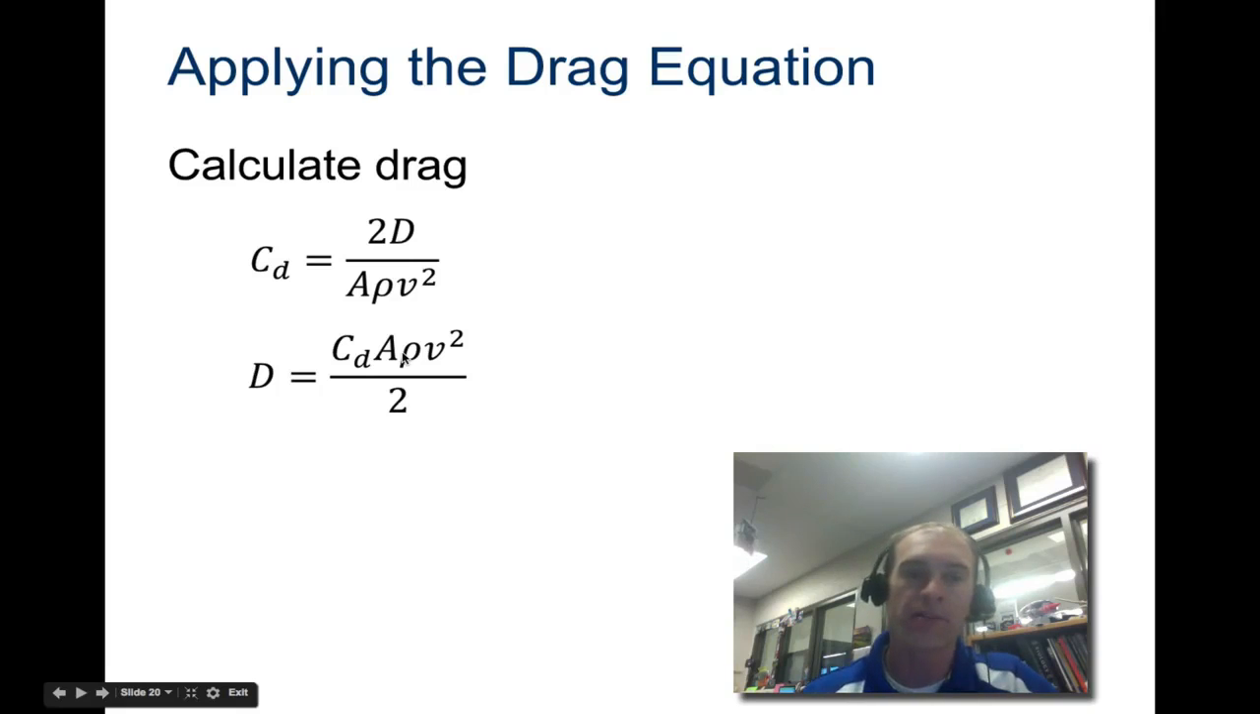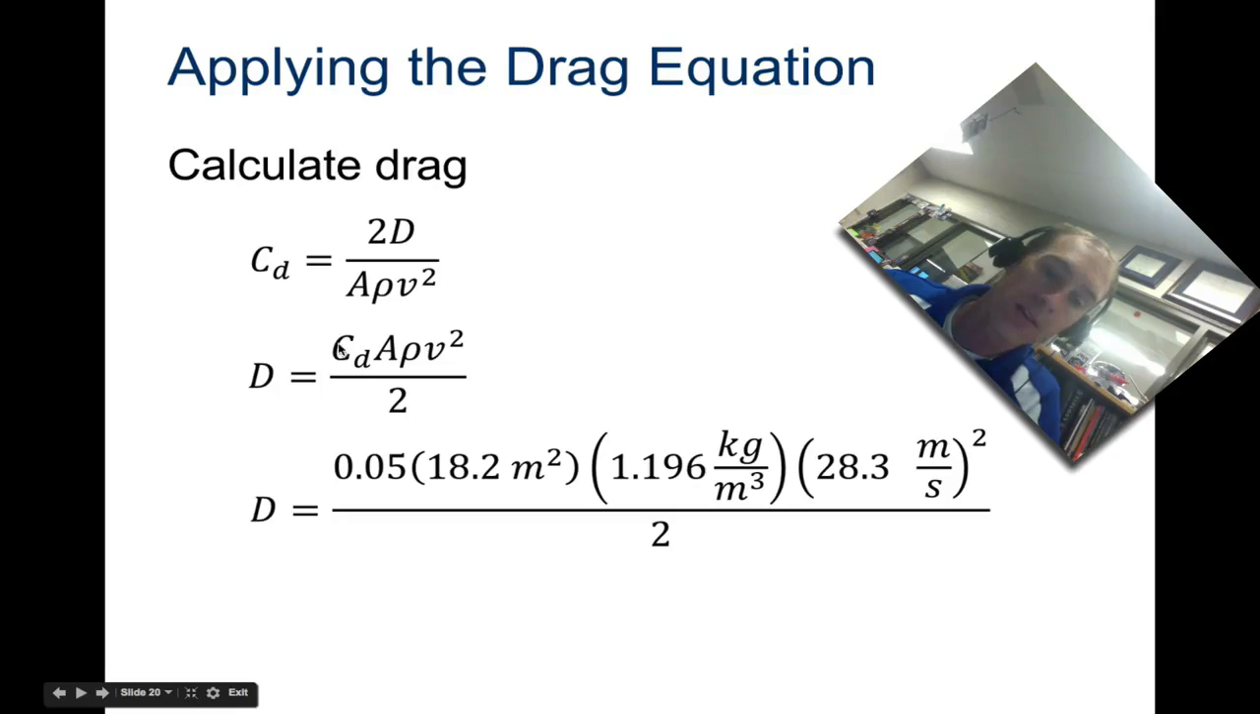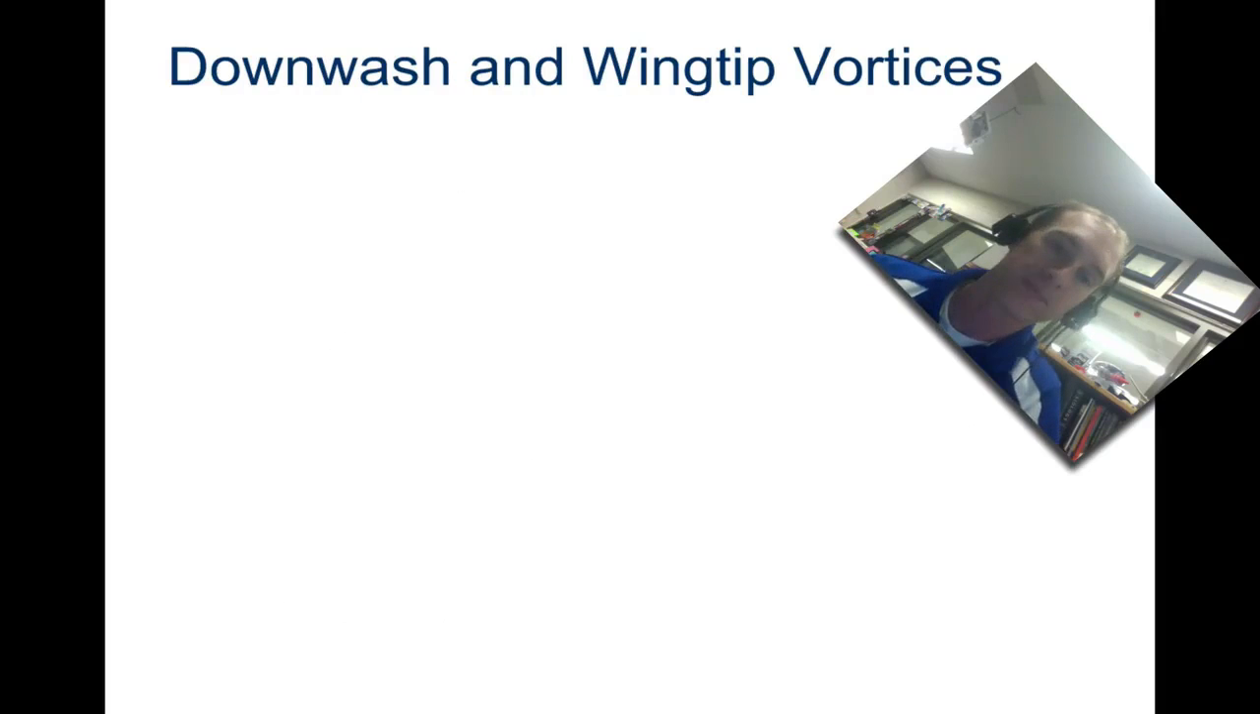You might want to review that if that didn't quite sink in the first time, or call me over and I can help. So once we plug in all of these numbers, we get coefficient of drag, 0.05, times area times rho times V squared over 2. We get a drag of 436 newtons. So what does that tell you? Well, if you have a drag of 436 newtons, your thrust has to be at least that much to maintain speed. If it's more than that, then you're going to be going faster. If it's less, then you're going to be going slower.